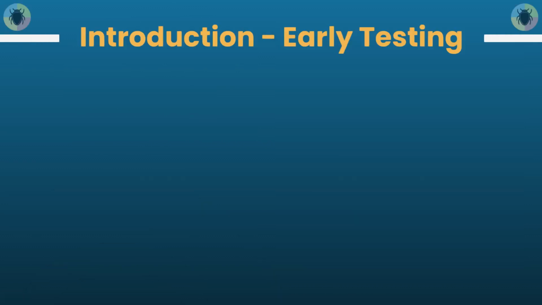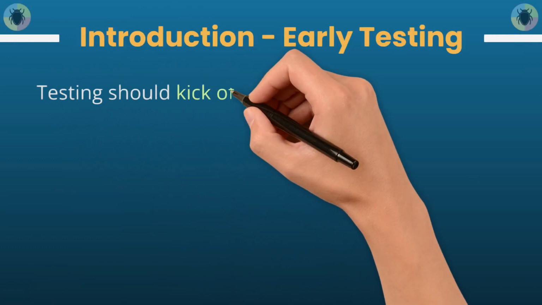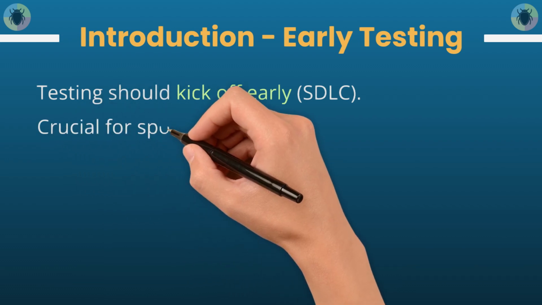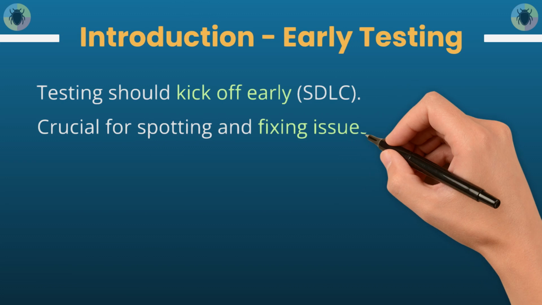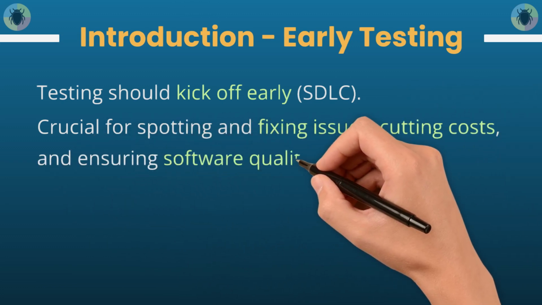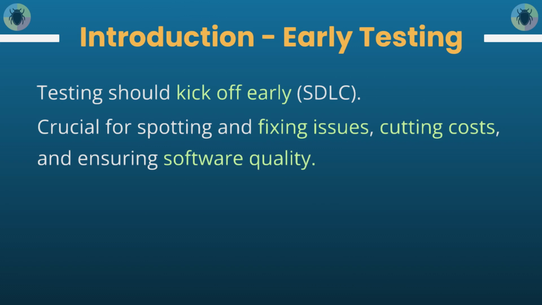Testing should kick off early in the software development lifecycle, SDLC, and continue throughout. Early integration of testing is crucial for spotting and fixing issues, cutting costs, and ensuring software quality. Let's break down when testing should happen at each SDLC stage, with practical examples and additional details.